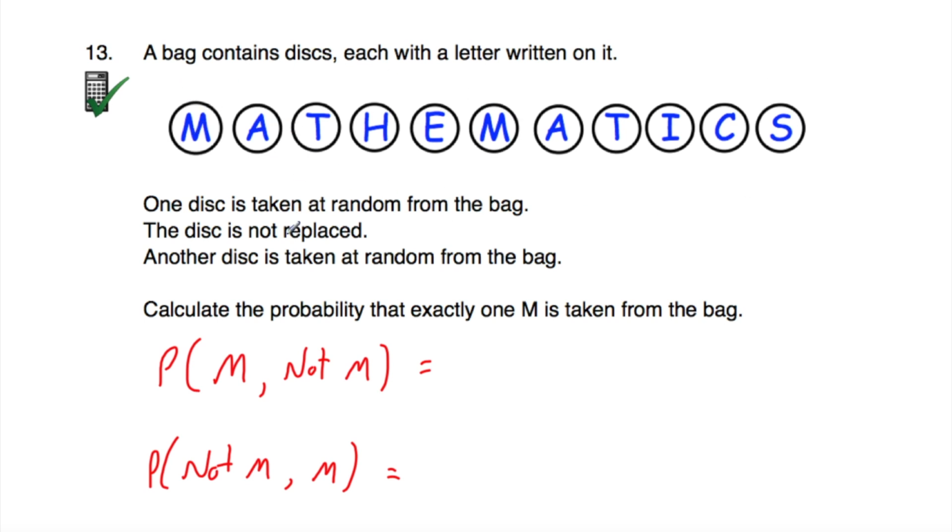So the probability that the first disc selected at random from the bag has got an M on it would be 2 out of 11. So 2/11. Then one of those M's is taken out, so we'll be left with 10 discs, and we want to find the probability of getting not an M.